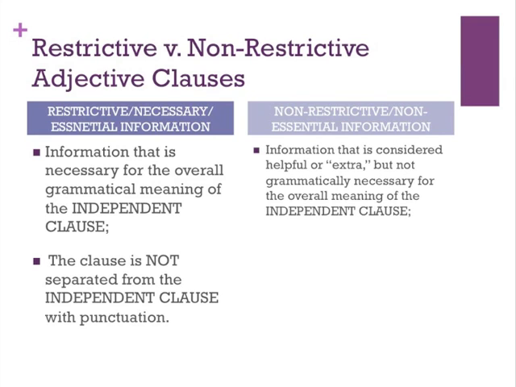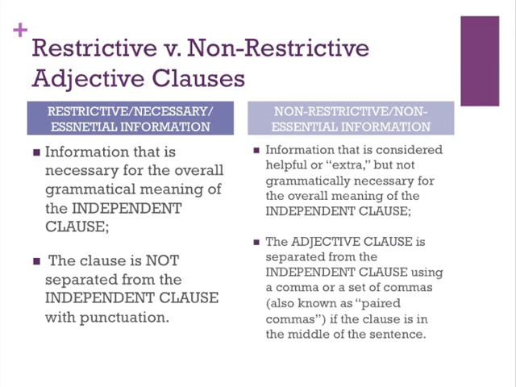Non-restrictive clauses, though, are considered helpful or extra, but not grammatically necessary. So again, if you see someone who has put 2 commas in the sentence, or perhaps 1, depending on its placement, the person is trying to tell you that the information is not considered grammatically necessary.